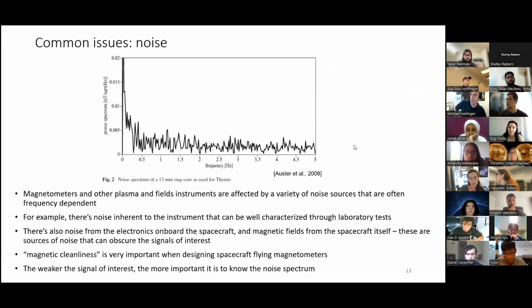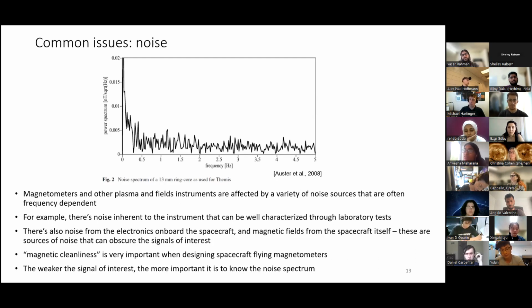Okay, so that's just two examples of how you measure magnetic fields. The two most common instruments that have flown thus far in situ and in satellites are flux gates and search coils. But let's talk about some common issues for all instruments, where magnetometers can be used as an example.